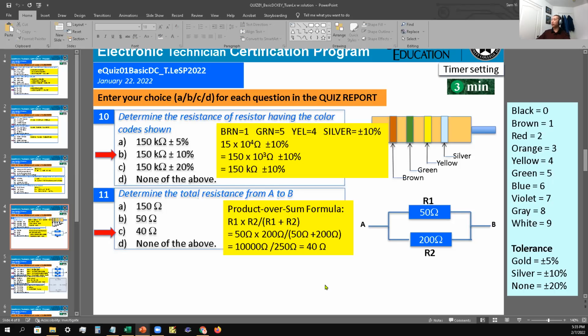And we know that in a parallel circuit, the equivalent value of resistors in parallel would be smaller than the smallest resistance in the circuit. So the smallest is 50, so the answer had to be smaller than 50. Smaller than 50, the 40 is the only one that makes sense. Okay, so any question on number 10 or 11?